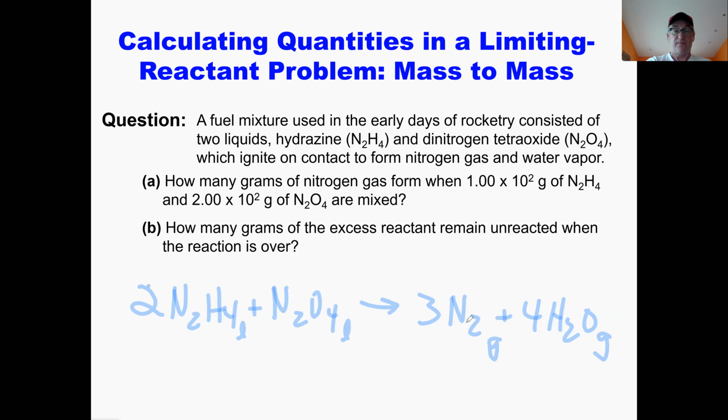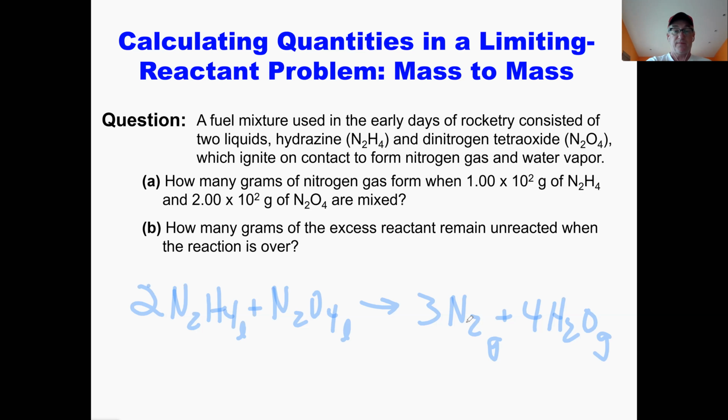So let's do the first one together. How many grams of nitrogen gas form when you have 100 grams of hydrazine? So we have 100 grams of hydrazine, and we have 200 grams of dinitrogen tetroxide. So what do we do now? What we want is how much nitrogen. So what do we do in this sort of situation? So now we have a balanced reaction. Always job one, getting our balanced reaction. What do we do next?